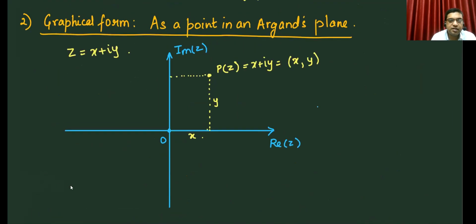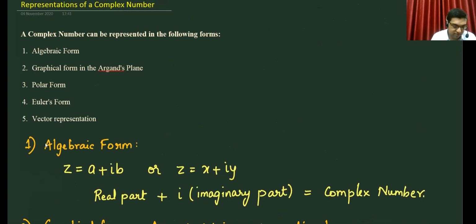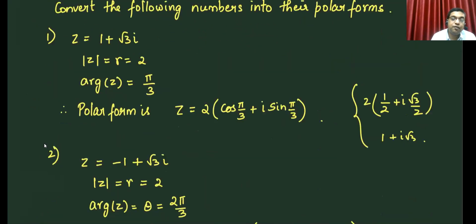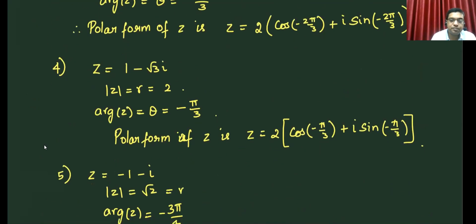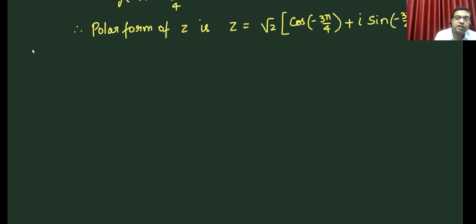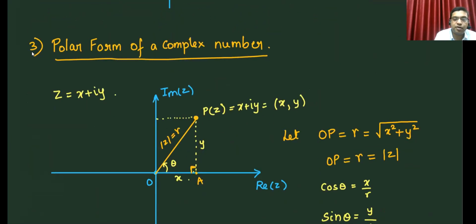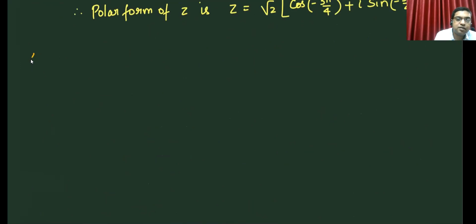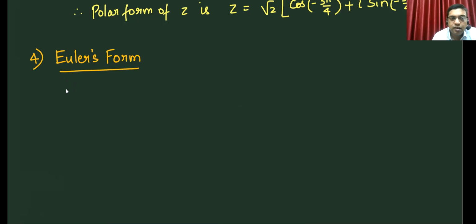Next, which is the next type? Euler's form. Very useful form, extremely useful form. Then after I do this, I will talk about the algebraic operations in different forms. Euler's form. There is a very interesting result for Euler's form.